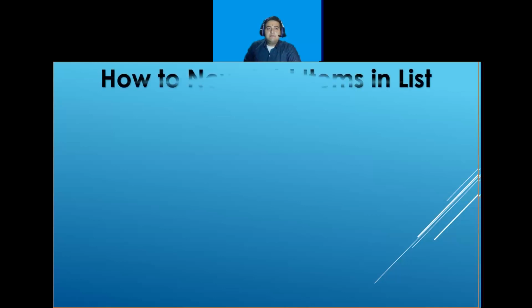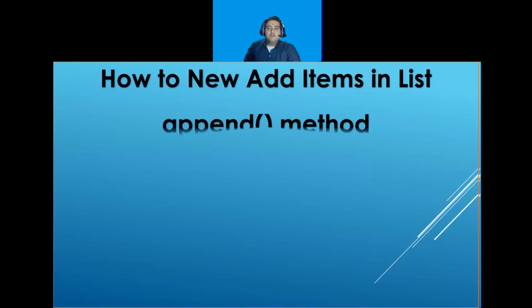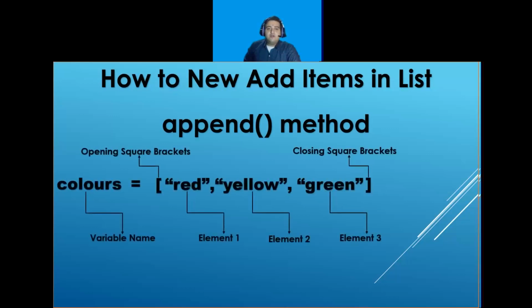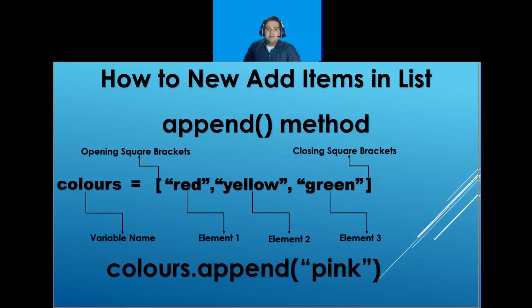To add an item at the end of the list, you have to use the append method. So here is my list, and I want to append an element which is pink here. I will write colors, which is my variable, dot append method, and inside the brackets I will mention my new element. So this pink will be appended. It goes at the end of the list, so this pink will become my element 4 here.